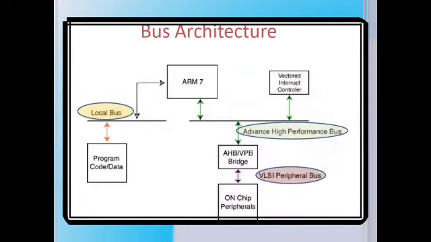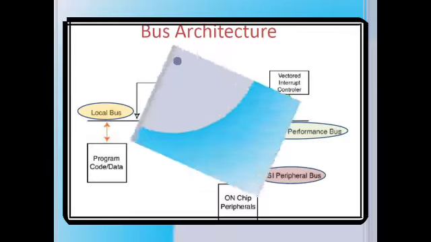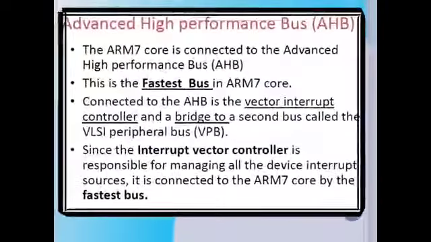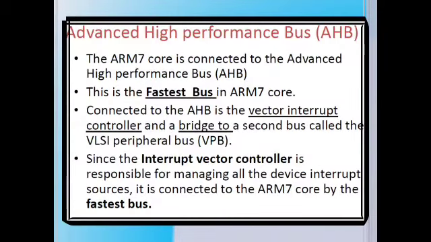The bus architecture we have discussed. ARM7 has local buses to connect with the memories and the internal devices, and it has an AHB and a VPB, and the VPB acts as a bridge between the advanced high performance bus and the lower speed on-chip peripherals. That is the advanced high performance bus. ARM7 is connected with the AHB. This is the fastest bus in the ARM7 core.